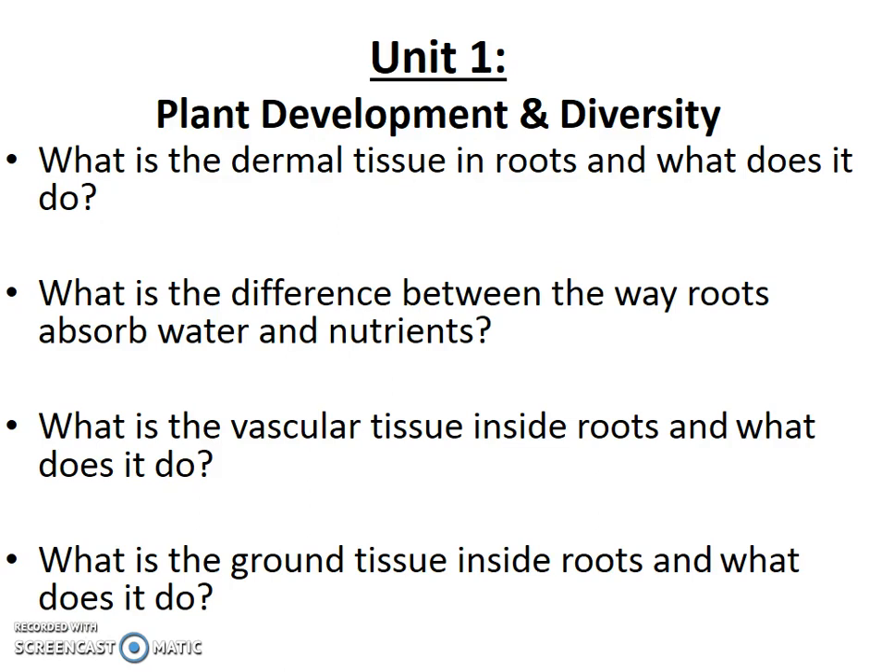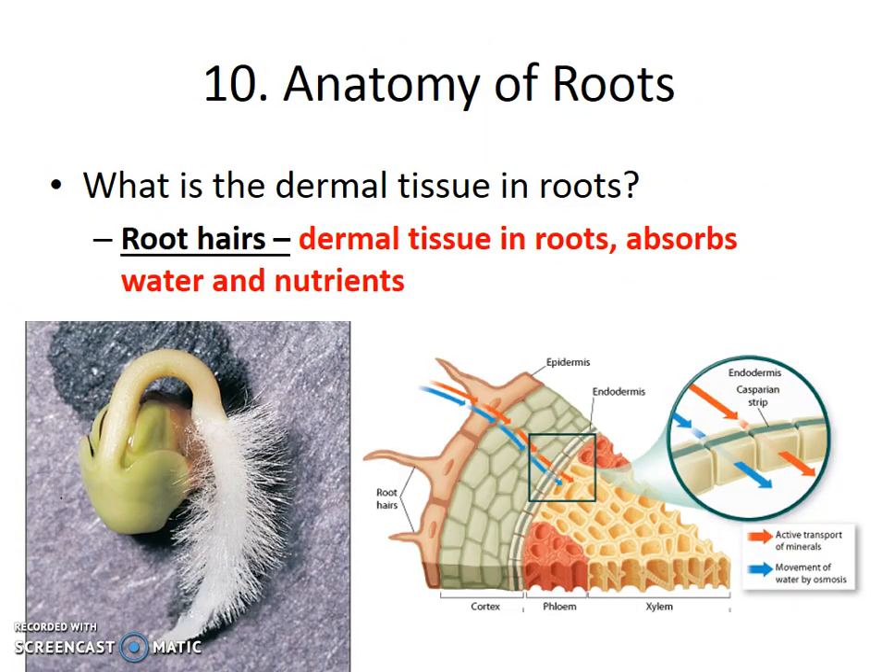Then we're going to talk about the vascular tissue inside of roots and what it does for the plant and the root itself. And finally, we're going to talk about the ground tissue inside the roots and what it does for the root itself. So let's start.